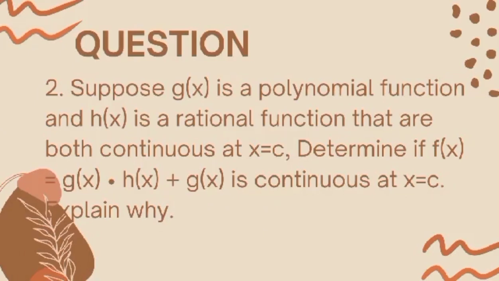Suppose g of x is a polynomial function and h of x is a rational function that are both continuous at x equals c. Determine if f of x equals g of x times h of x plus g of x is continuous at x equals c, and explain why.